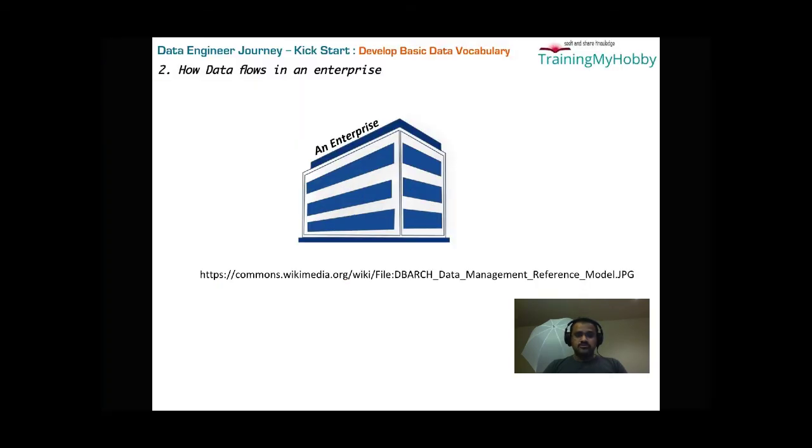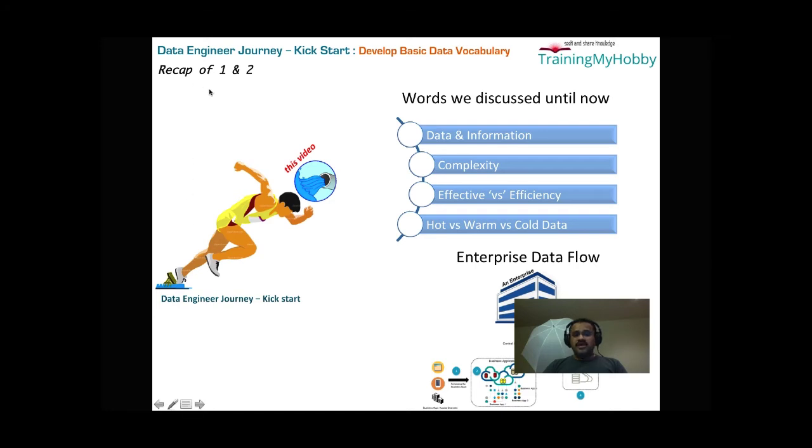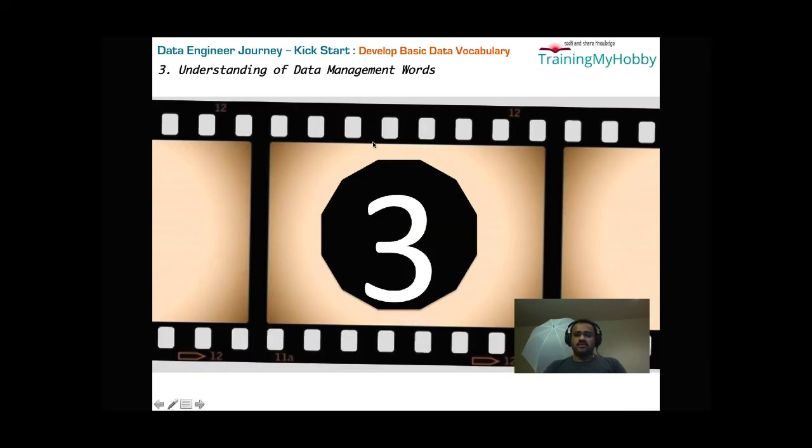Okay, so let us recap 1 and 2. We discussed data, information, complexity, effective versus efficient, hot versus warm versus cold data, and we also discussed enterprise data flow, especially how data goes from business applications to central storage, and from central storage to the archive location based upon its importance, or business users generating reports. This is important. Now let's go to the third point. There are certain important data management words you as a data engineer should be aware of. Let's proceed.